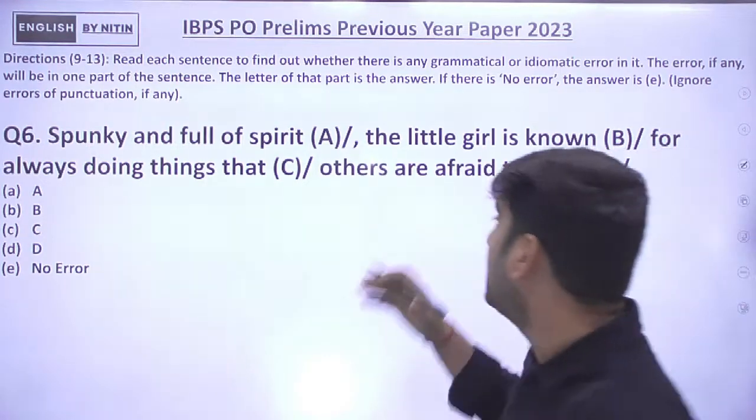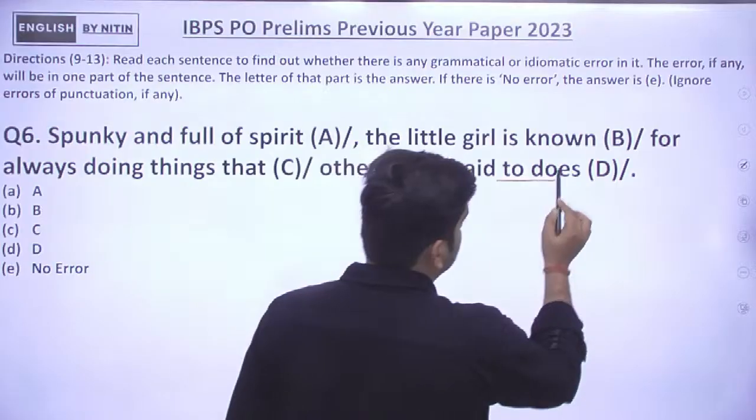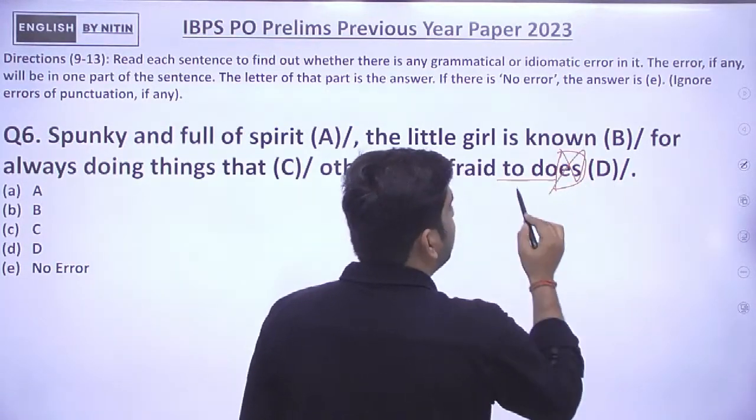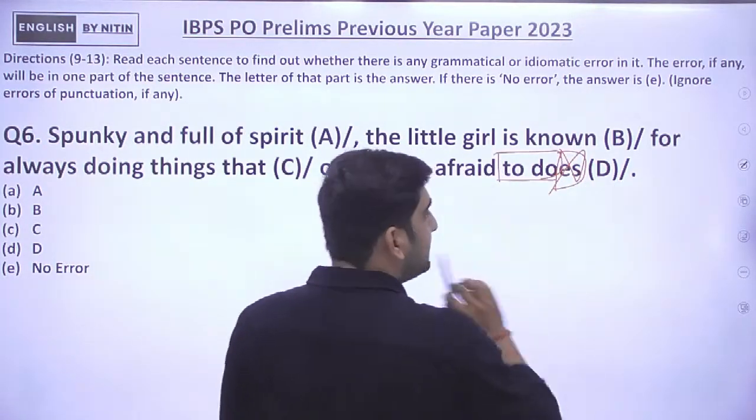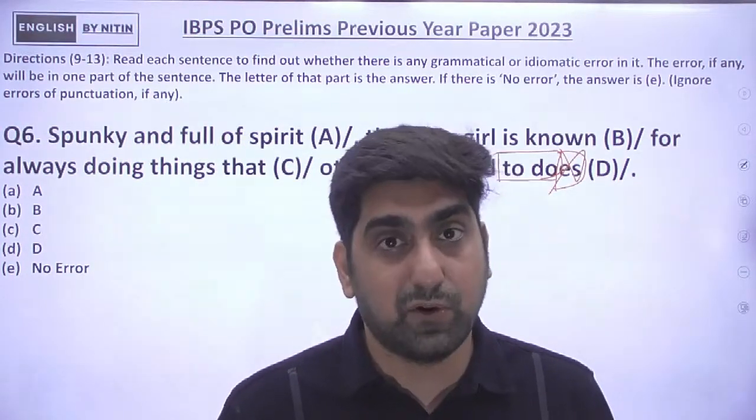that others are afraid to does wrong. Because when you have infinitive, it agrees just with to plus V1. We don't need to add s or es form to it.